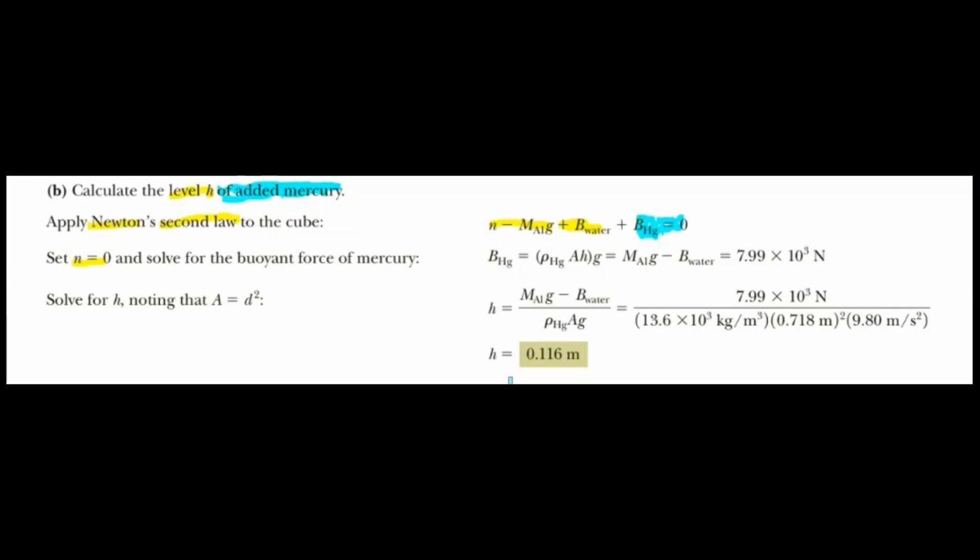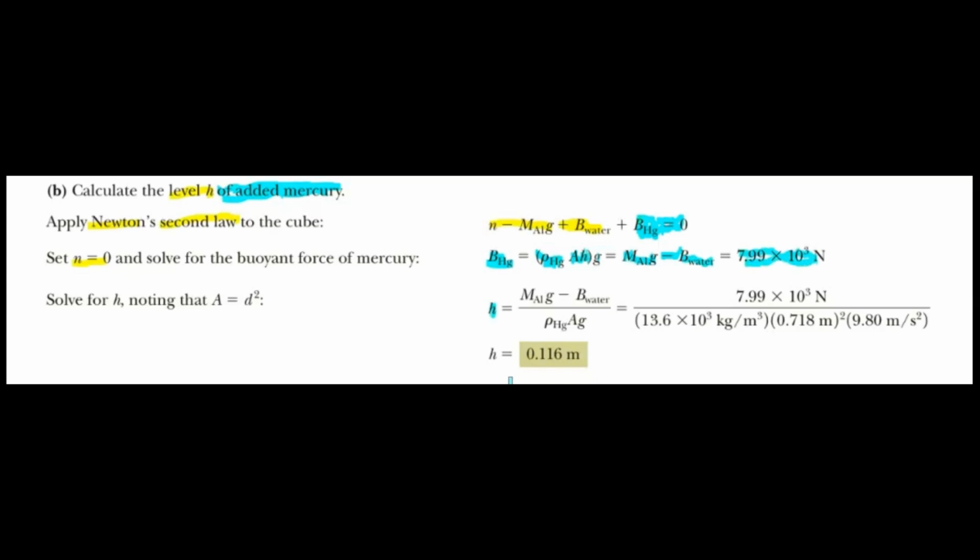So what is this? The buoyant force given by the mercury will be rho, the density of mercury, times area A, times h, times g. So volume into gravity will be the force applied. So what will be the final answer? The weight of the aluminum block minus the buoyant force of the water is equal to 7.93 into 10 raised to 3, which we found in the last part.